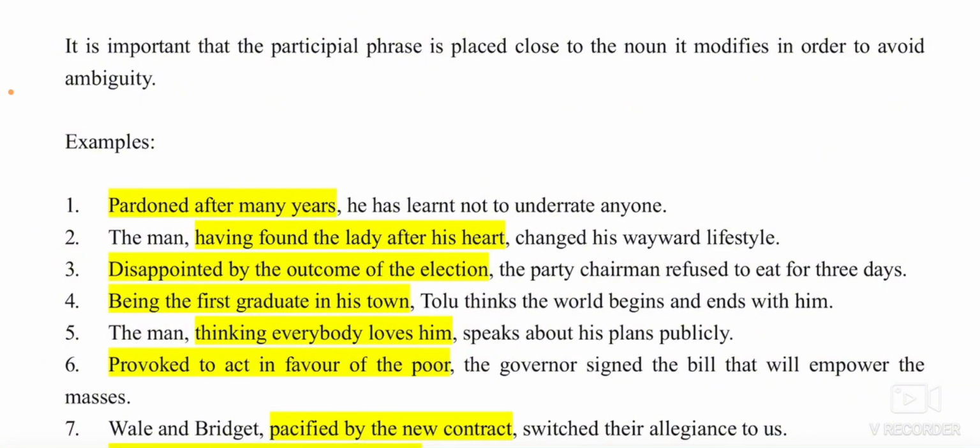Pardoned after many years. Then you will ask, who is pardoned? Who is pardoned after many years? That person, that noun or pronoun, must be placed close to that particular phrase. On most occasions, a comma comes immediately after the participial phrase, and what it talks about, what it describes, what it modifies must come immediately after that comma. So, pardoned after many years, you see that pardoned here ends in past tense, and that is what we call past participle. Pardoned after many years, he has learned not to underrate anyone.